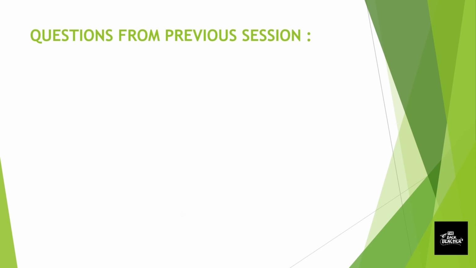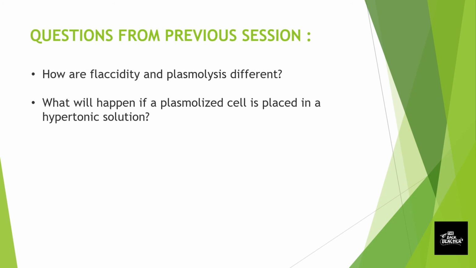Let us have a look into the questions from the previous session, and then we will proceed with our topics today. So the first question is, how are flaccidity and plasmolysis different? I've already discussed this in the previous topic. A very minute difference is there. Students tend to overlook it a lot of times, so make sure you go through the video and know the points properly and then answer this question. And the second question is, what will happen if a plasmolyzed cell is placed in a hypertonic solution? Very easy question. I'm expecting that you all know the answer to this.